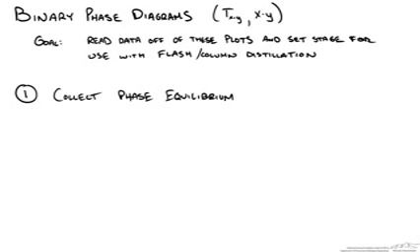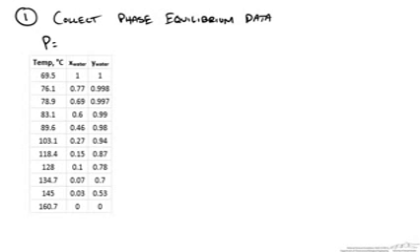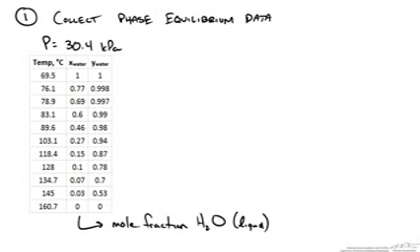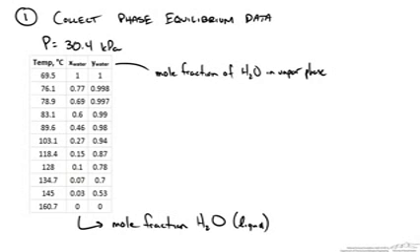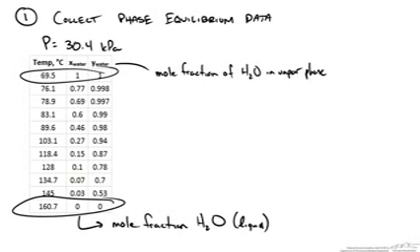Now we're going to use this data to generate our plots. I've collected phase equilibrium data for water and ethylene glycol at a pressure of 30.4 kilopascals. I got this from Perry's Chemical Engineering Handbook. And so this gives us the mole fraction of water in the liquid phase, x, and y is the mole fraction of water in the vapor phase. So outside of these two temperatures, 69.5 and 160.7, we won't have vapor-liquid equilibrium.